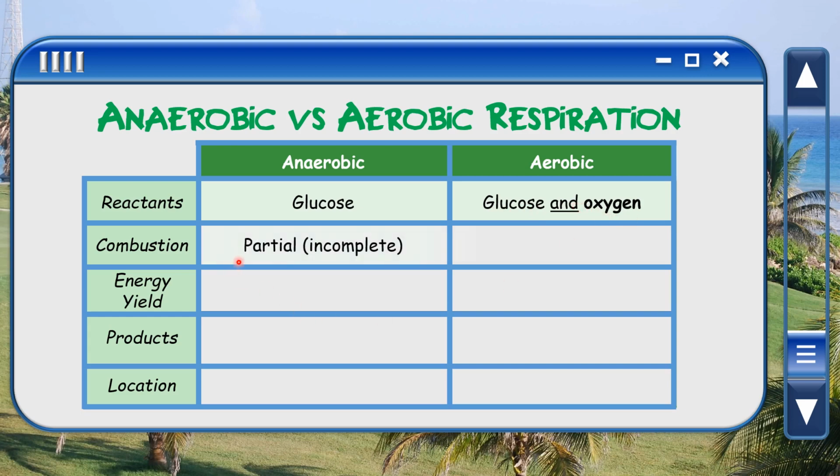When it comes to combustion, in anaerobic respiration the combustion is partial, meaning it is incomplete, whereas in aerobic respiration the combustion is complete. When it comes to energy yield, anaerobic respiration has a low energy yield, only 2 ATP produced. In aerobic respiration, we produce 36 to 38 ATP.